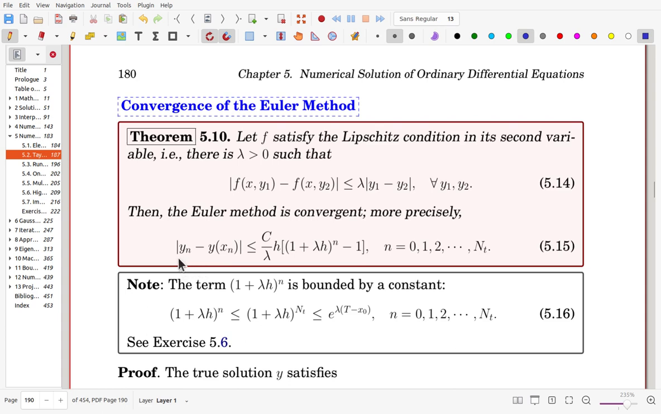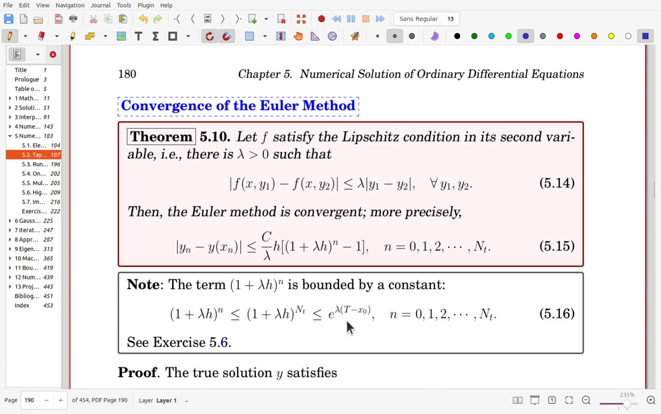Now, the difference between yn, the approximated value, and y at xn, the true value, is bounded by c over lambda times h and this term. This portion is a bounded number. As you can see from the note here, 1 plus lambda h to the n is bounded by a quite easy portion. Capital N is larger than or equal to n, so that it is true. And this term is bounded by that one.